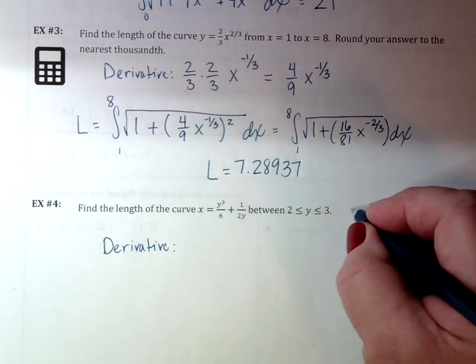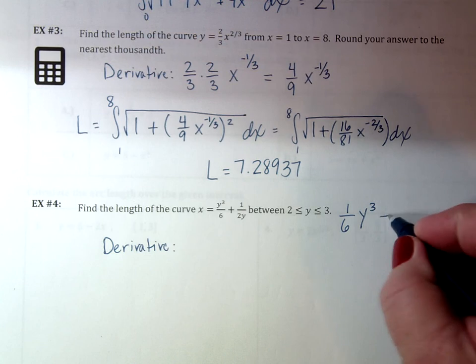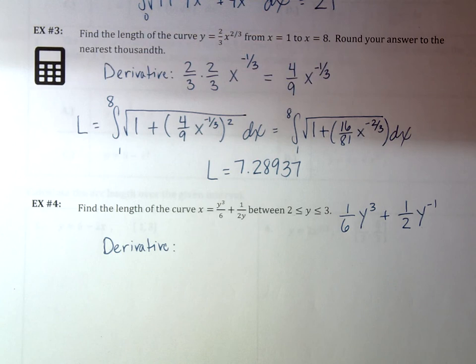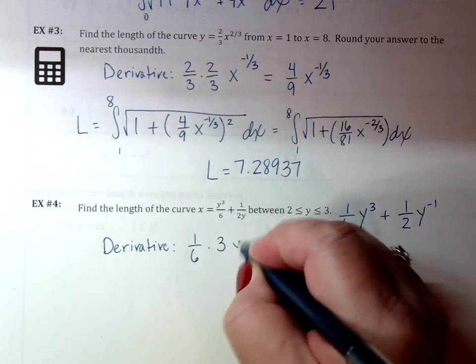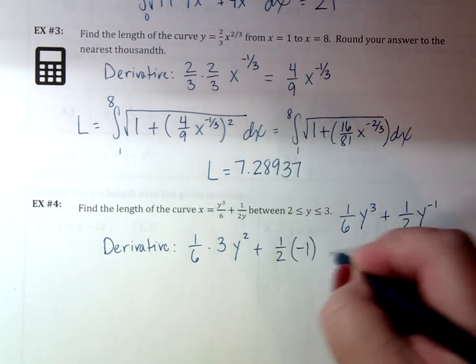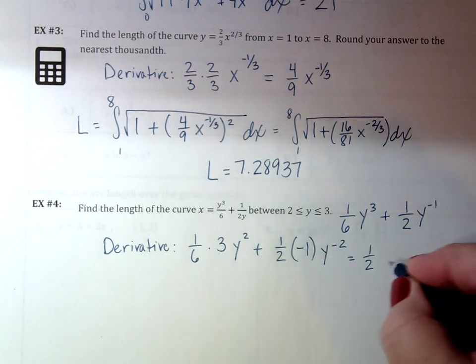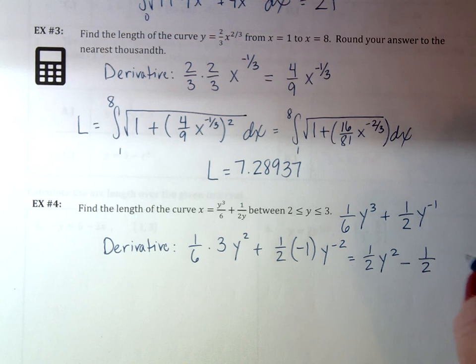This would be like 1/6 y cubed. And this would be like plus a 1/2, and where's the y in the bottom? Y to the negative 1. Just for the purpose of being able to apply that power rule, it's better to think of it that way. So here it goes. I've got 1/6. 3 comes down in front, goes to 1 less power, y squared. Plus, I have a 1/2. The negative 1 comes down in front, goes to 1 less power, and then I clean it up. 3 over 6 is 1/2 y squared. This is a minus 1/2 y to the negative 2. And again, I'm going to leave it that way as a y to the negative 2 for this case.